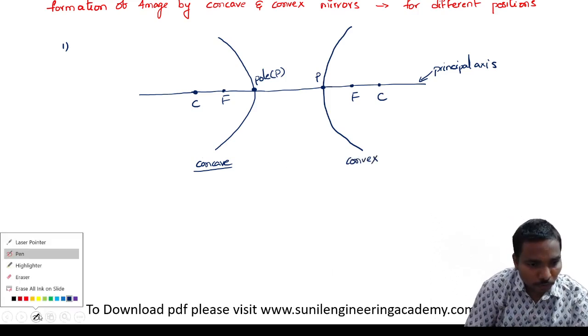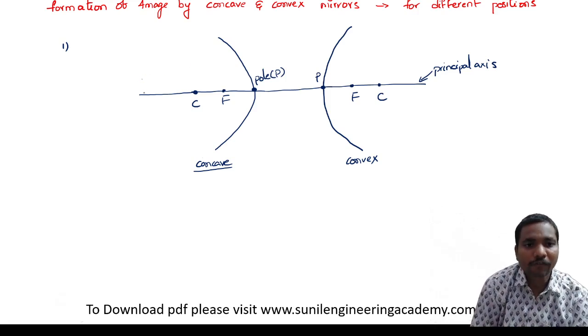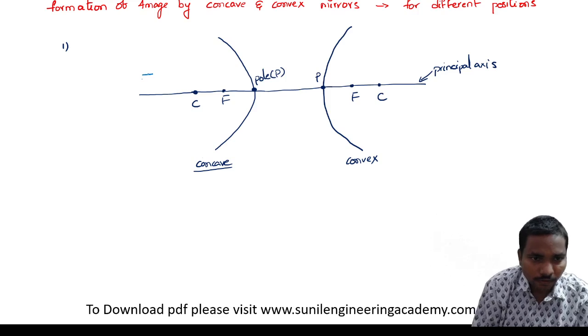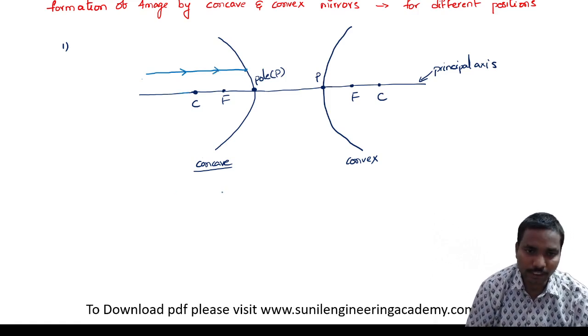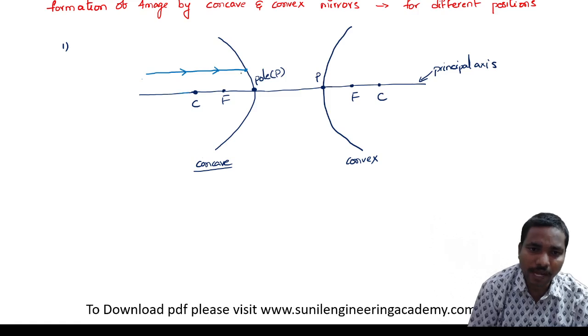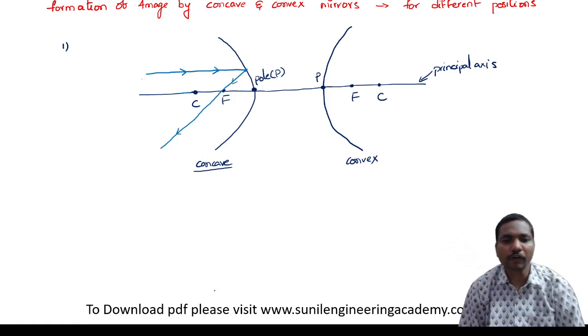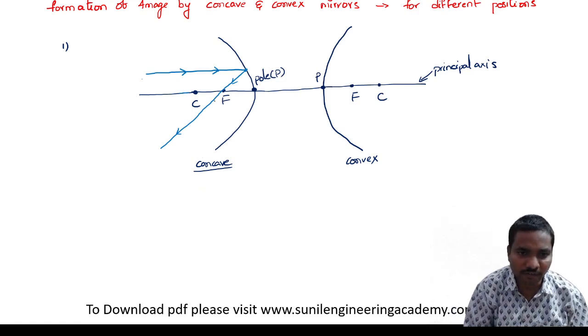What is the first point? If you place one object here, and any one ray is parallel to the principal axis and strikes the mirror, after reflection, what will happen? It will be reflected back and go through the focus. All of you getting? If any one light ray is parallel to the principal axis, after reflection, it will go through the focus.